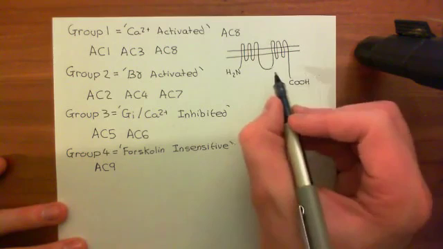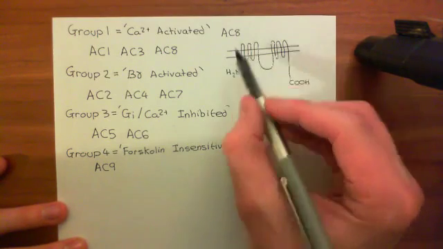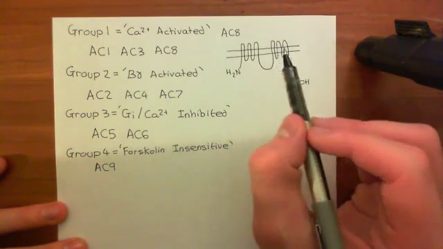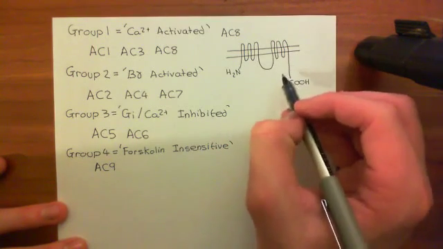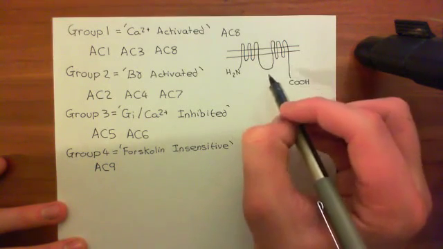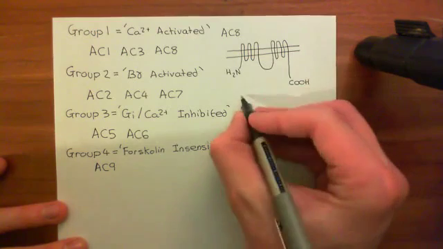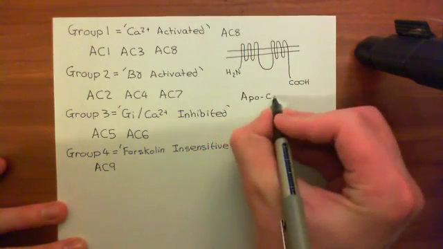However, how does the adenylyl cyclase 8 actually sense that calcium has gone up? Does it have a binding site for calcium? Well, the answer is no. Instead, what it does is it binds to the protein calmodulin, and calmodulin then has a binding site for calcium. So let's discuss calmodulin.